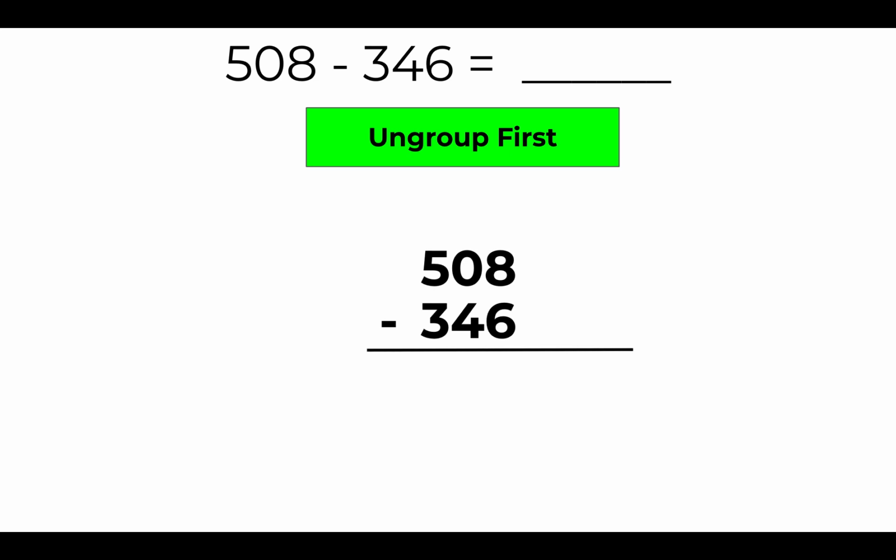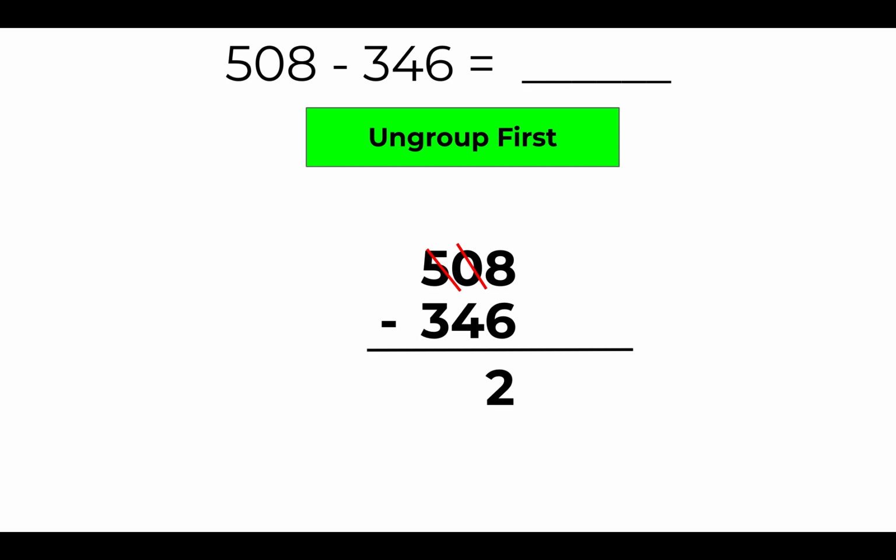I'm writing my problem vertically, and I start with the ones place. I ask myself, do I have more on the floor or more on the top? In my ones place here, I have more on the top, so no need to stop. 8 minus 6 equals 2. Then I move to the tens place. Do I have more on the floor or more on the top? Here I have more on the floor, so I need to go next door to the hundreds place.